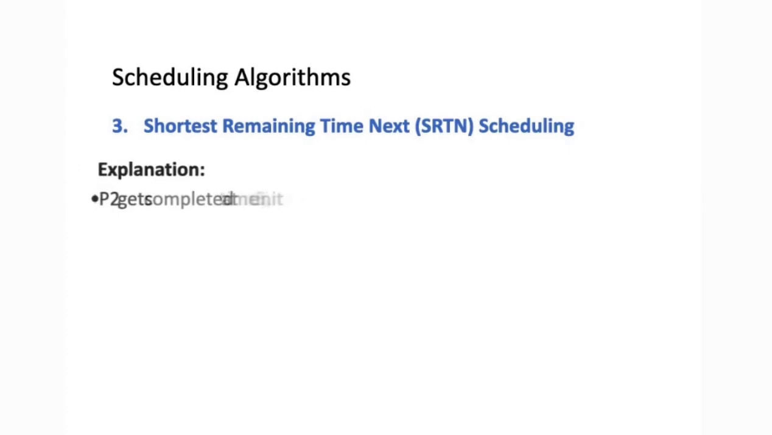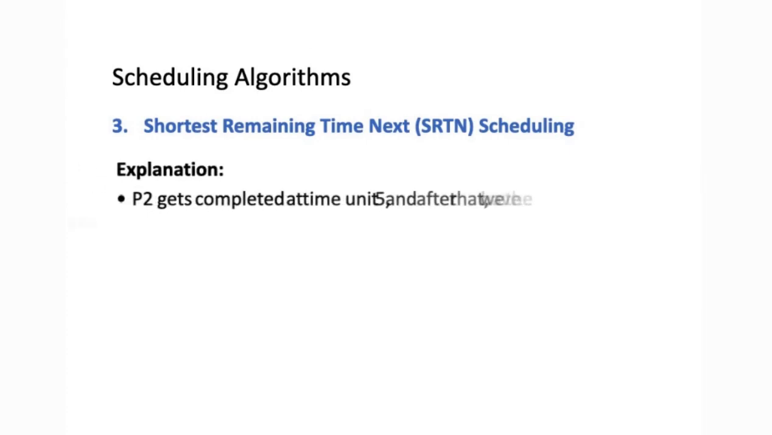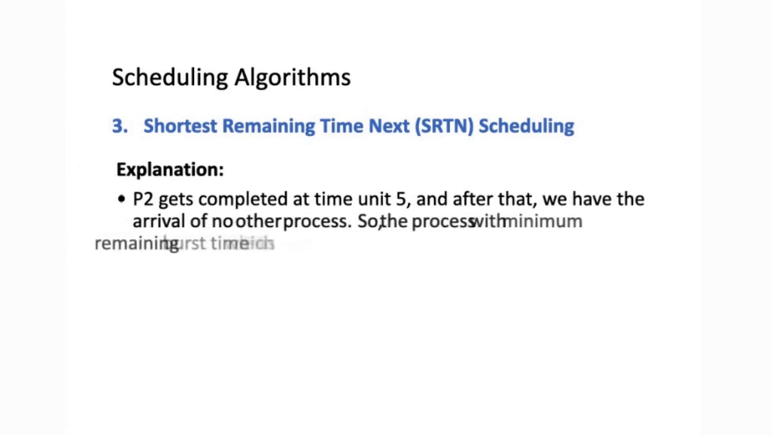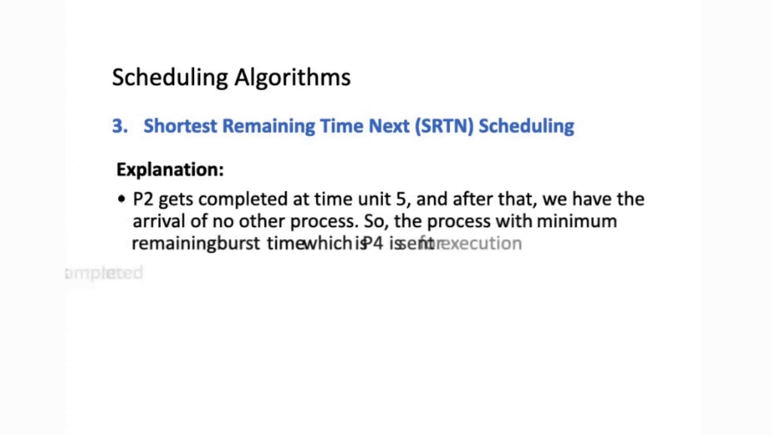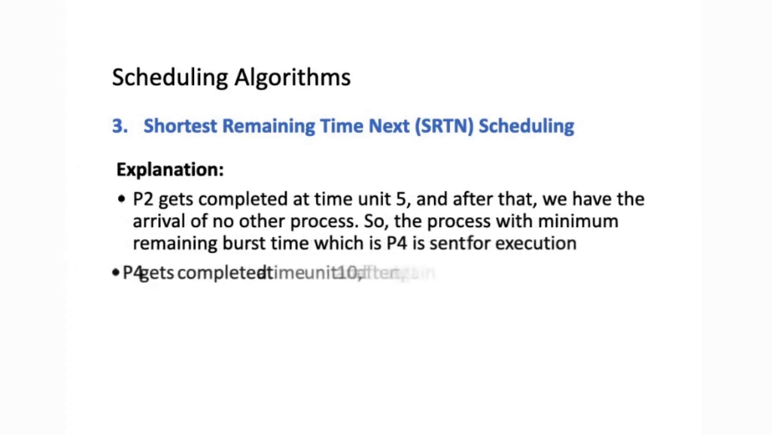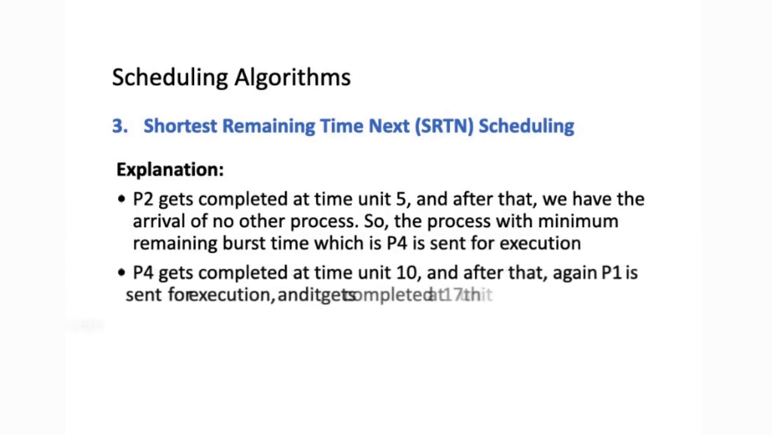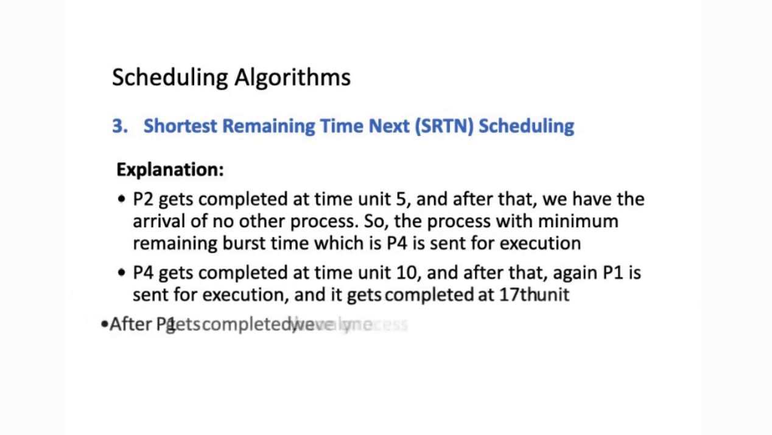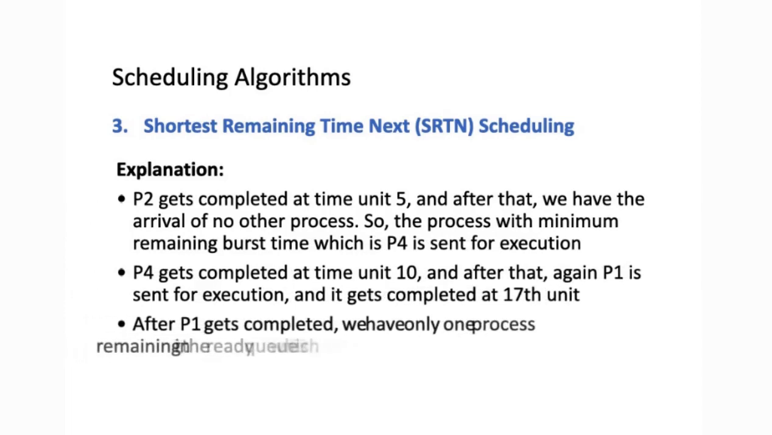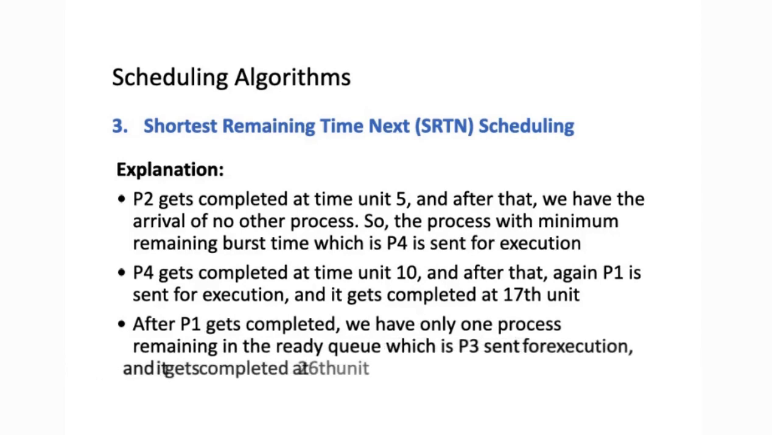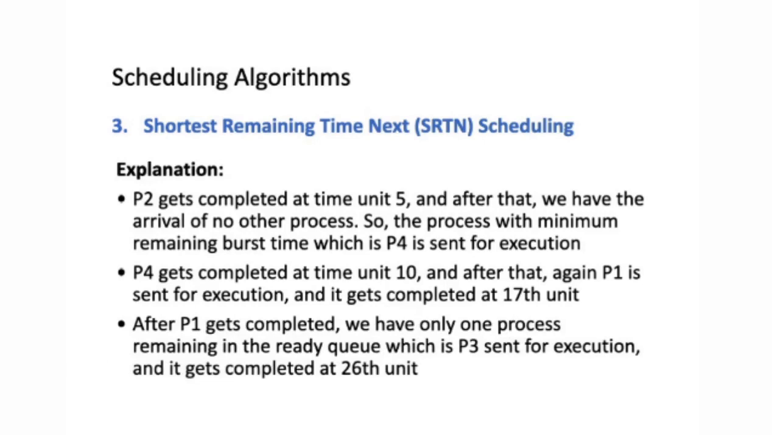Then, P2 gets completed at time unit 5, and after that, no other process arrives. So, the process with minimum remaining burst time, which is P4, is sent for execution. Next, P4 gets completed at time unit 10, and after that, P1 is sent for execution, and it gets completed at the 17th unit. After P1 gets completed, we have only one process remaining in the ready queue, which is P3, sent for execution, and it gets completed at the 26th unit.